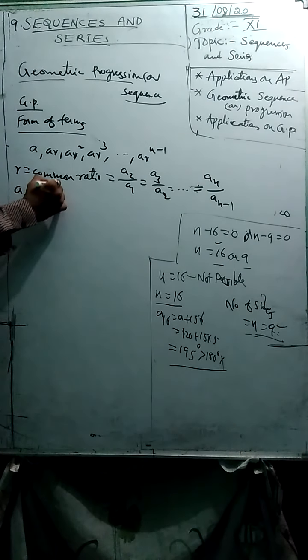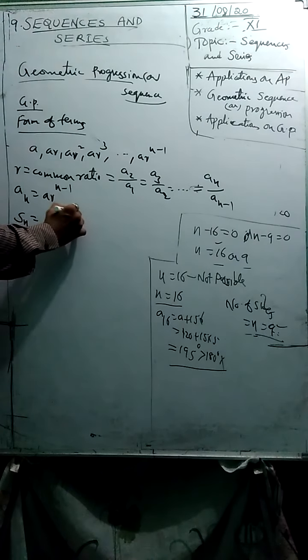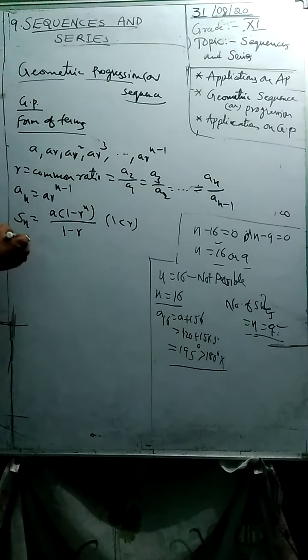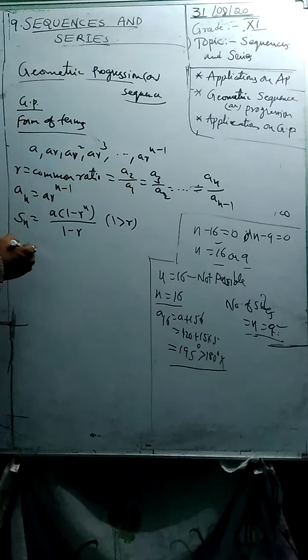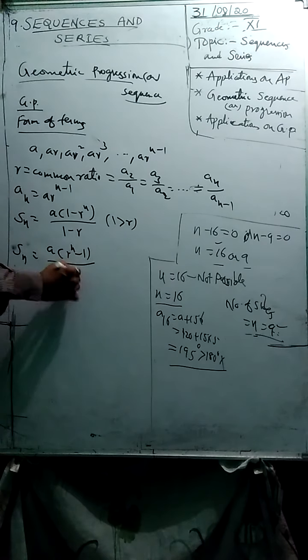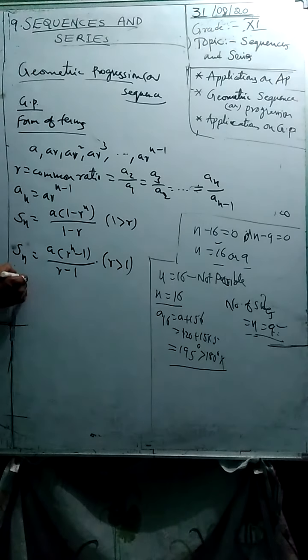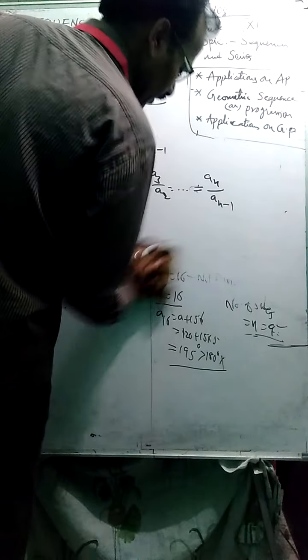The nth term is defined as a r power n minus 1. The sum of n terms is defined as a of (1 minus r power n) by (1 minus r), when r is less than 1. Sn equals a of (r power n minus 1) by (r minus 1), where r is greater than 1. S infinity, the sum of infinite terms, is defined as a by (1 minus r). And we have the geometric mean as well as the arithmetic mean.